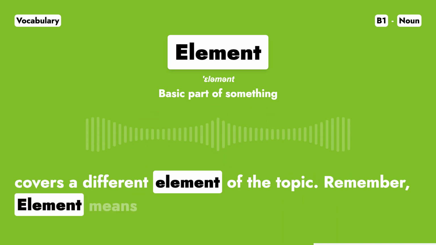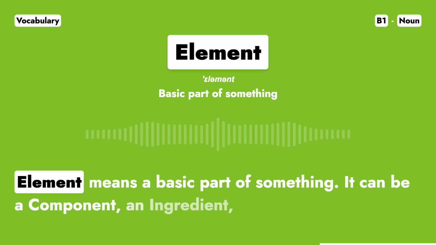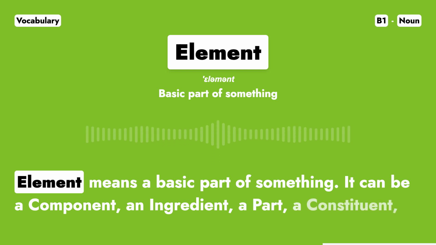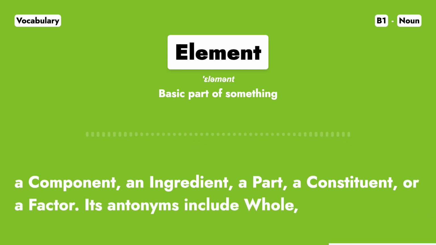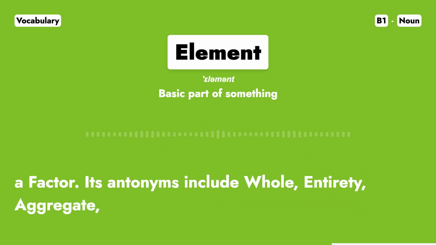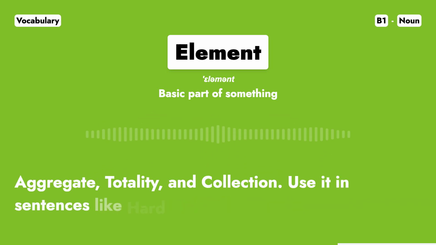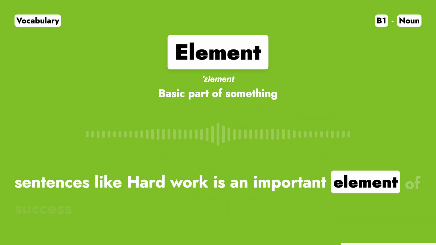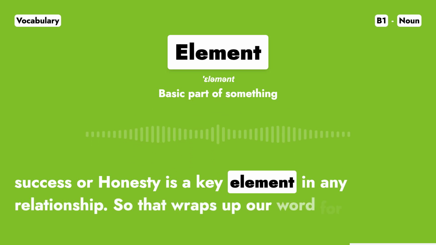Remember, element means a basic part of something. It can be a component, an ingredient, a part, a constituent, or a factor. Its antonyms include whole, entirety, aggregate, totality, and collection. Use it in sentences like hard work is an important element of success or honesty is a key element in any relationship. So that wraps up our word for today.